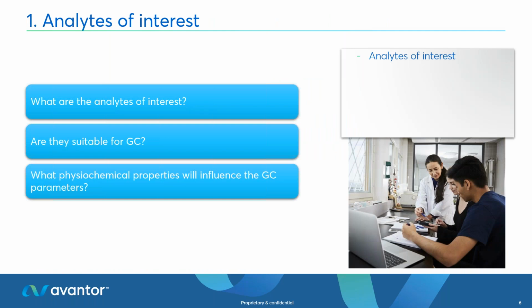So when we think of the analytes of interest, what are they? Because we don't necessarily need to be interested in every single analyte that comes out in the chromatogram. Are the analytes of interest actually suitable to be run by GC? And then what are the physicochemical properties that influence the changes and adjustments that we need to make to the parameters?